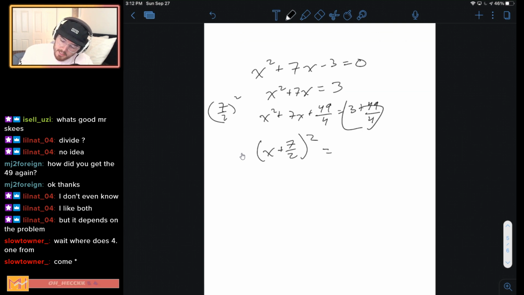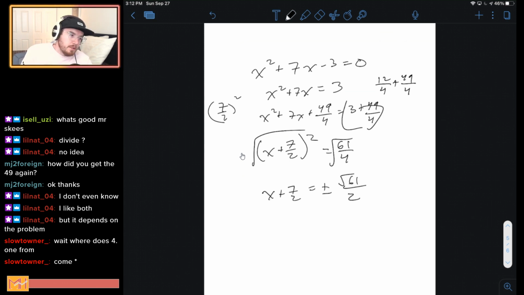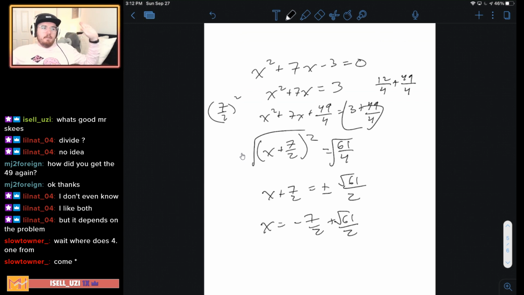And what does this add to be? 12 fourths plus 49 fourths, 59, 61 fourths. Take the square root. X plus 7 halves equals plus or minus root 61 over 2. Not exactly pretty. But it's doable.